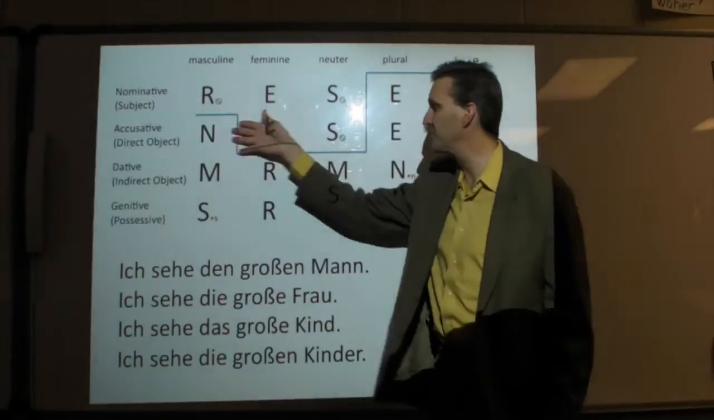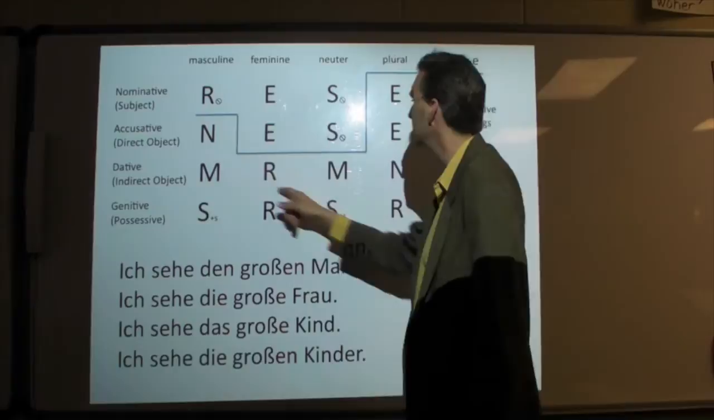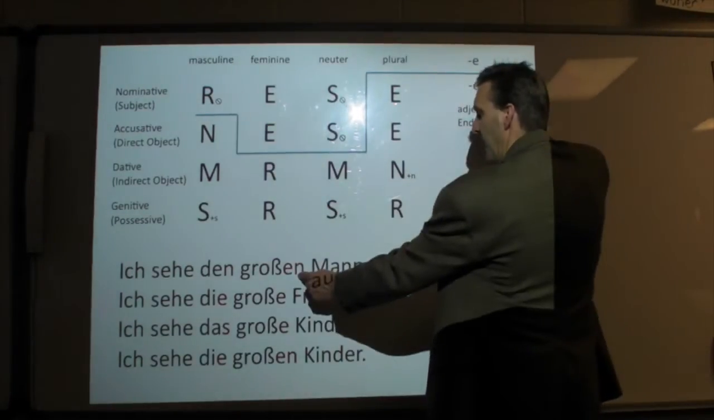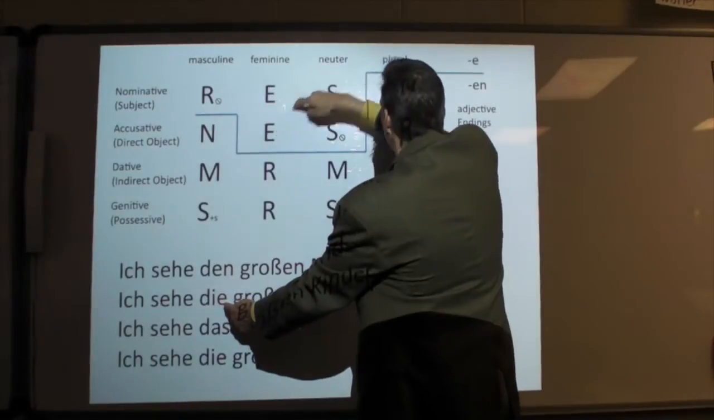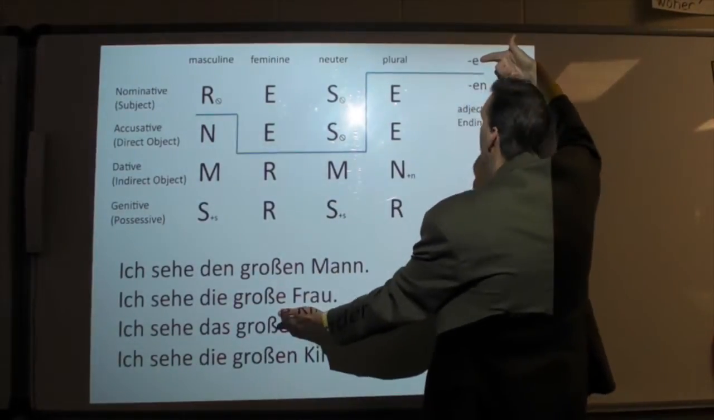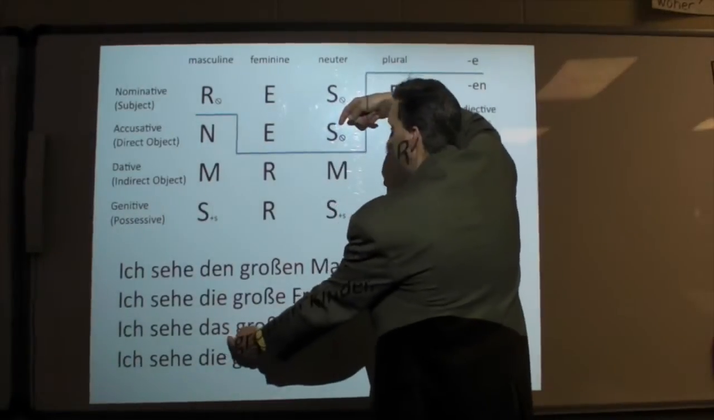So let's look at the accusative case here. The accusative, you see a den, below the line. So großen Mann. But the next one, die, you see a D, that's above the line. So große Frau. Okay. You see a das, still above the line.